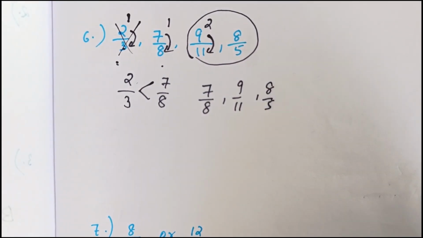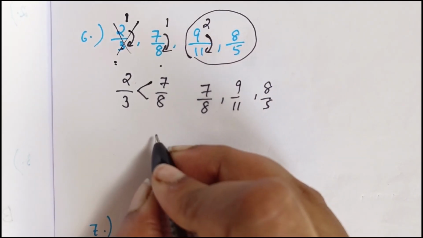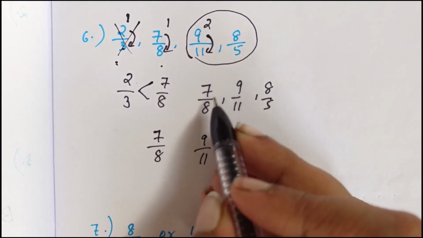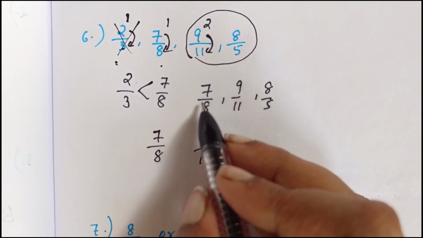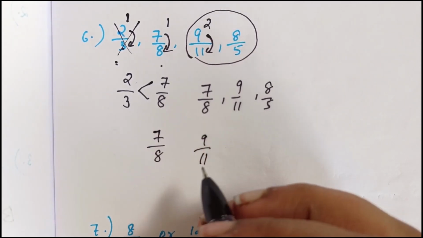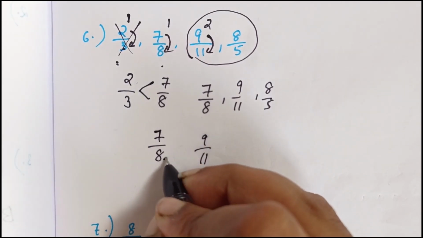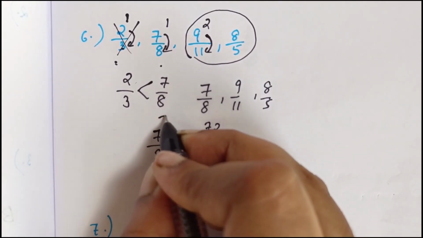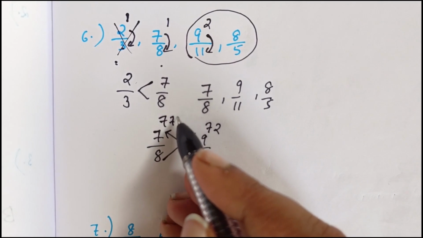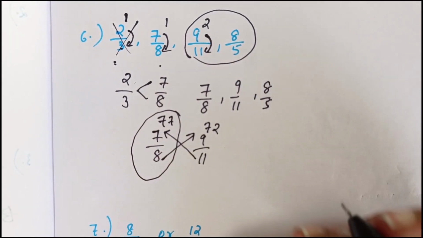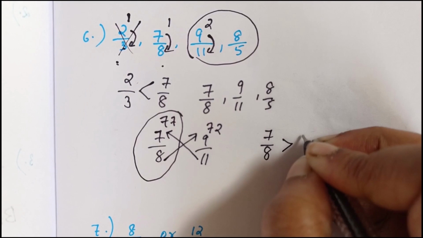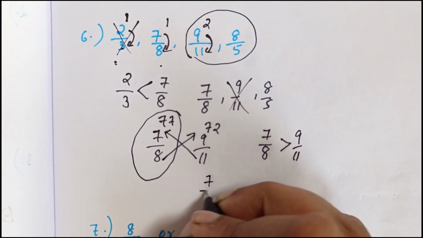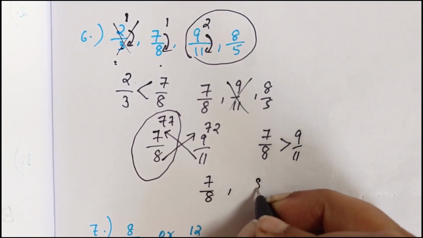So how will we solve it? Actually this method is also very easy. You just cross multiply. First find which number is bigger among these two. Just cross multiply. 8 into 9 is 72. 11 into 7 is 77. So the one with the biggest product will be the biggest fraction. So 7 by 8 is greater than 9 by 11. So we can rule out 9 by 11. Now we need to find which is bigger, 7 by 8 or 8 by 5.